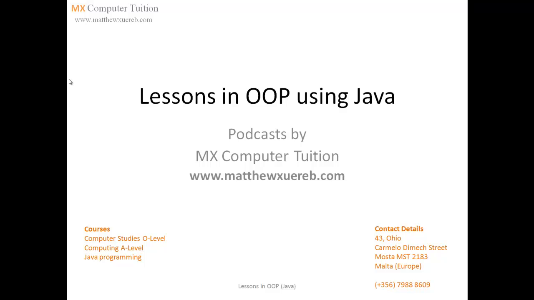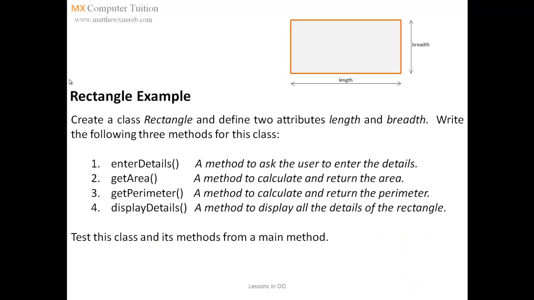In this podcast, I shall be working out the first tutorial. This is the question. Create a class rectangle and define two attributes, length and breadth. Write the following three methods for this class.